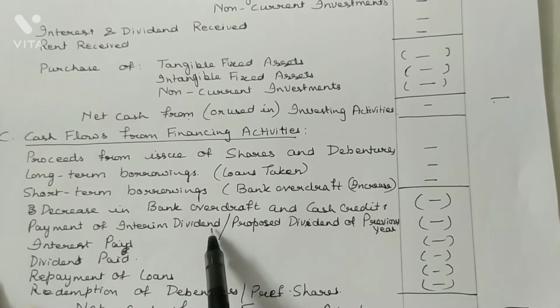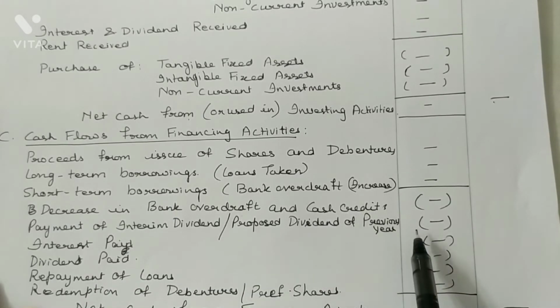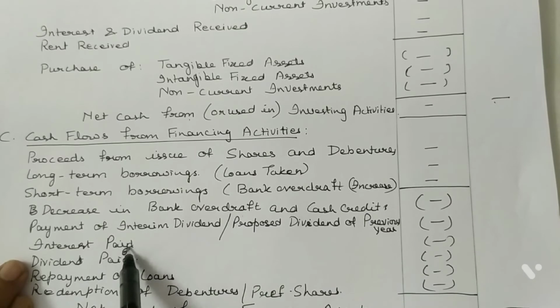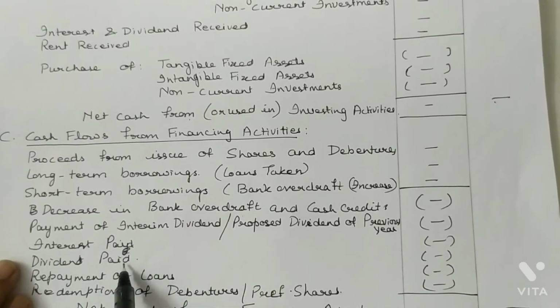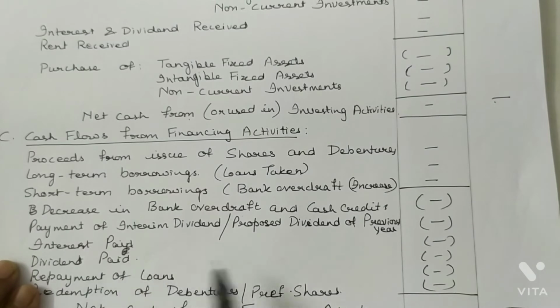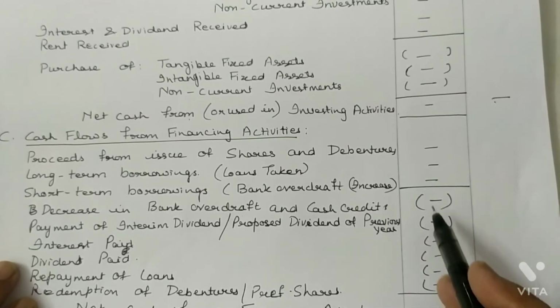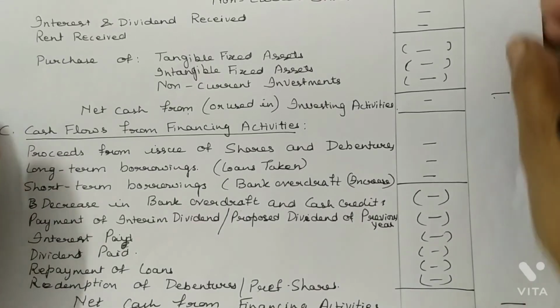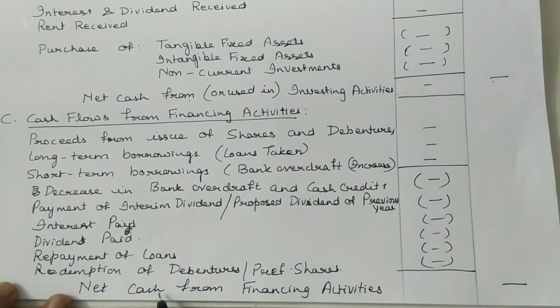Payment of interim dividend, proposed dividend for previous year, interest paid, dividend paid. Interest received and dividend received we have taken in investing activities, but interest paid and dividend paid should be shown in financing activity. All these activities cause outflow of cash, so you have to deduct them. Repayment of loan, redemption of debentures or preference shares. Then next is net cash from financing activity.